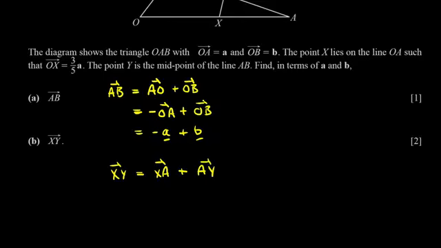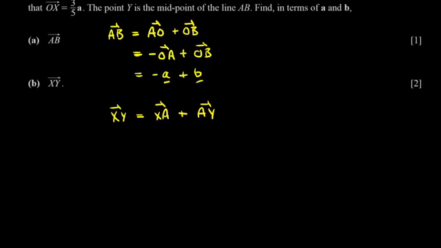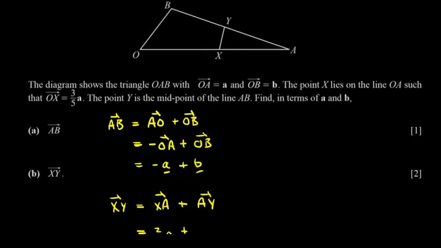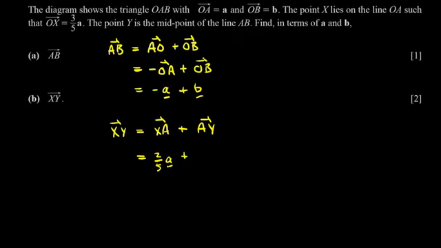What's X to A? Well, if O to X was 3/5 of O to A, so if this length was 3/5 of that, then this length from X to A must be 2/5, right? Because if this is 3/5, that's got to be 2/5. We can say that XA is 2/5 of the vector A. And what's AY? Well, AY is halfway along the vector AB, isn't it? Because we said that Y is the midpoint. So this is a half of AB. We can write plus a half of minus A plus B.